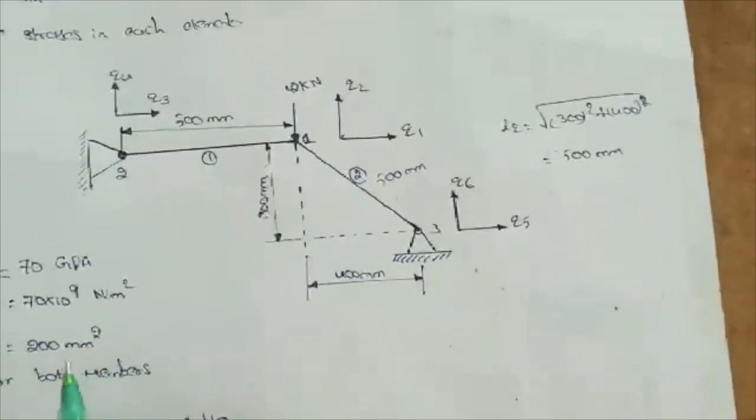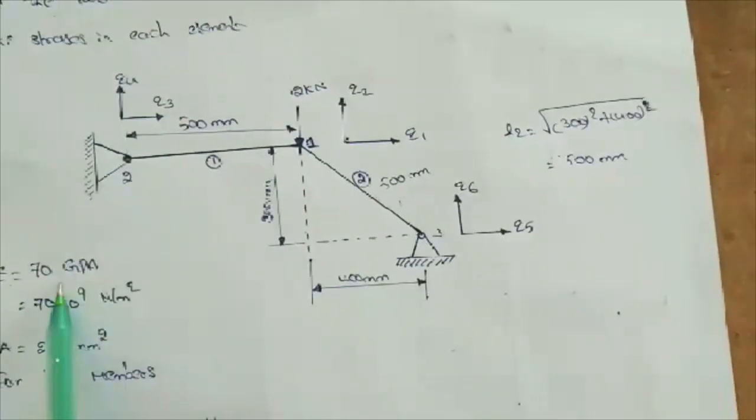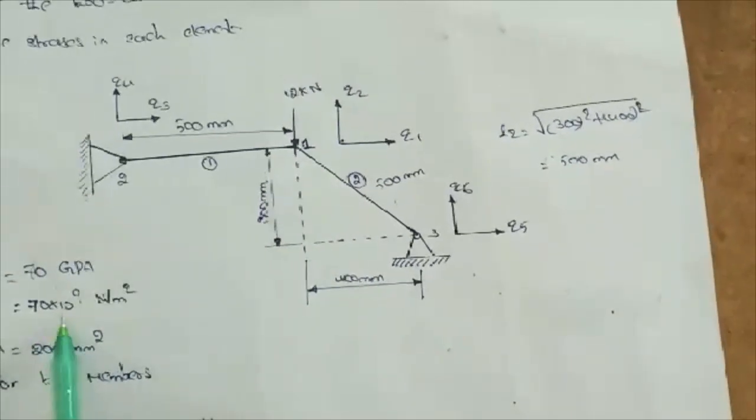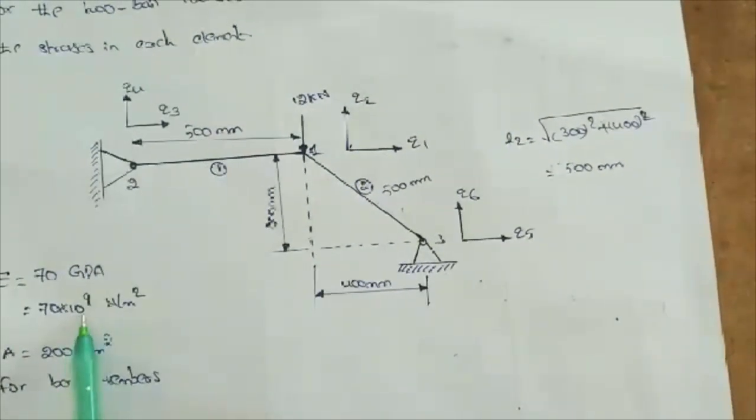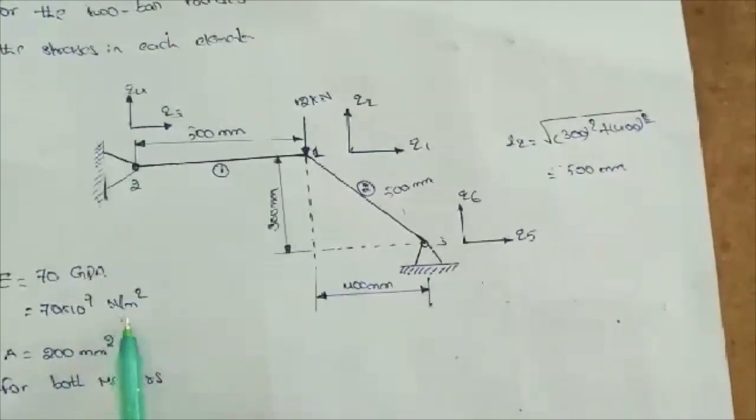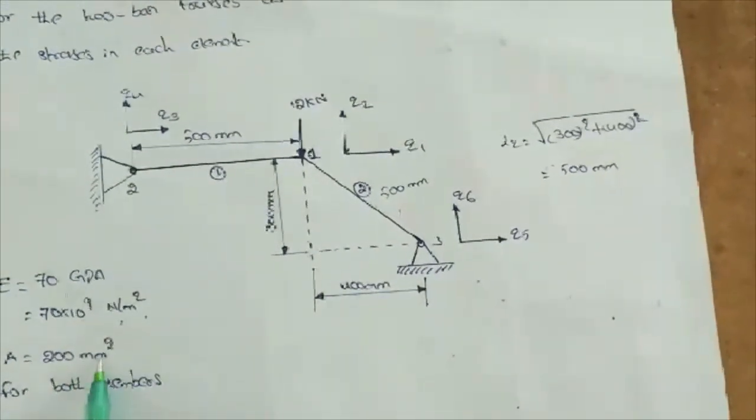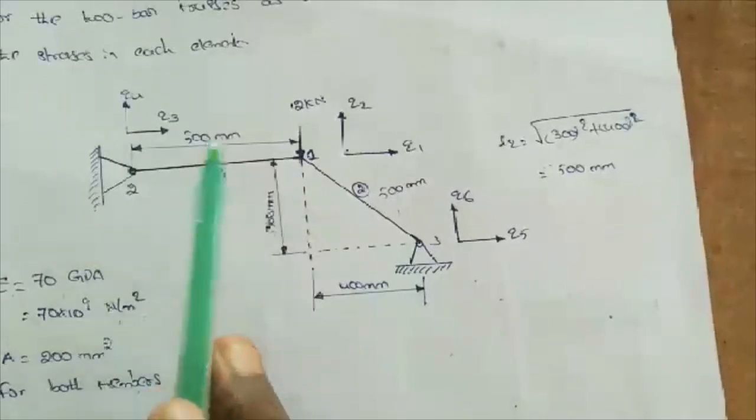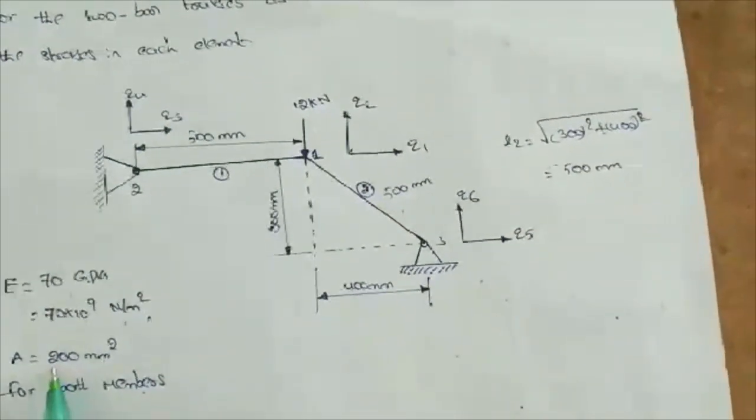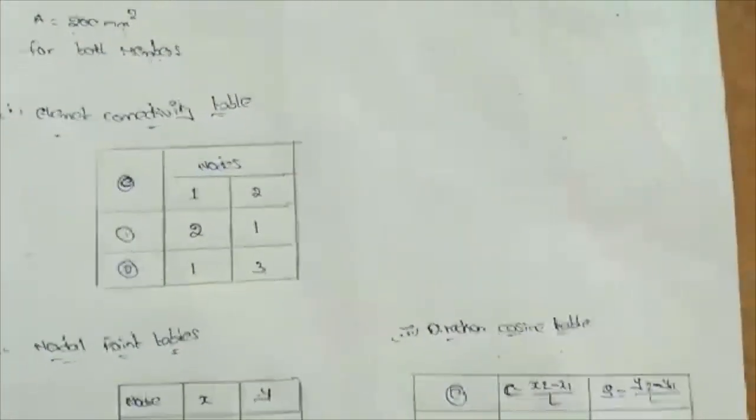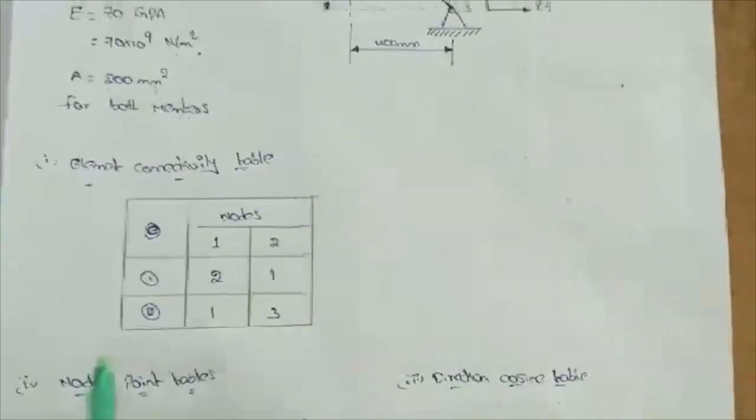Then what is given: E equals 70 GPa, meaning gigapascal, 70 into 10 power 9 Pascal, where the GPa value is 10 power 9. Pascal means Newton per meter square. Then the area given in the problem is 200 mm square for both elements. Element number 1 and element number 2 have the same area and modulus.